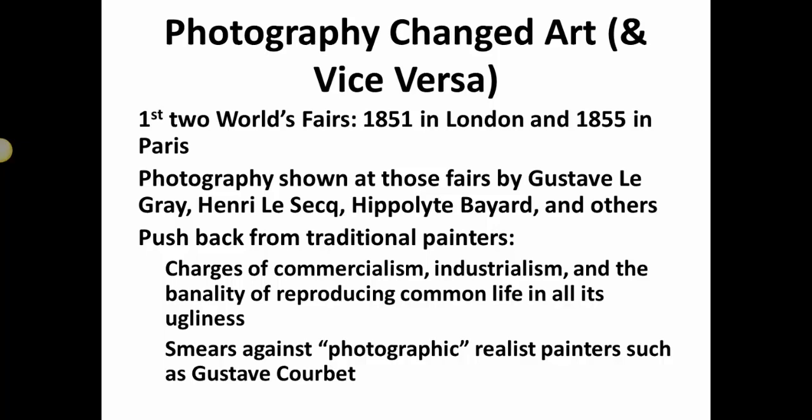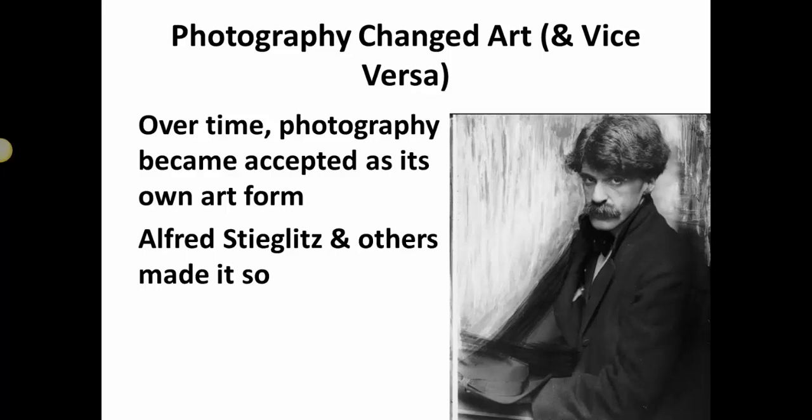Courbet was a very well-known painter, and he was ostracized by his peers because his work looked like it was too much like a photograph. Now, photography did become an art form, and into the early 20th century, there were some photographers that took it seriously enough and made efforts to make their work more creative and less documentary. And Alfred Stieglitz, the guy on the right here, was one of the main perpetrators of this new movement of photography as art.